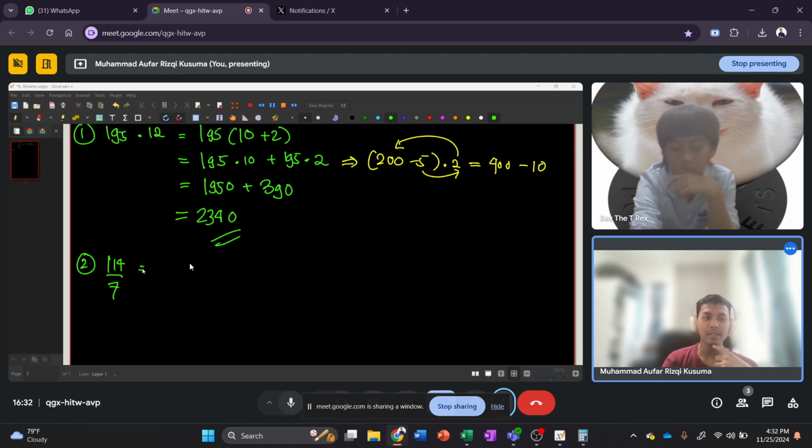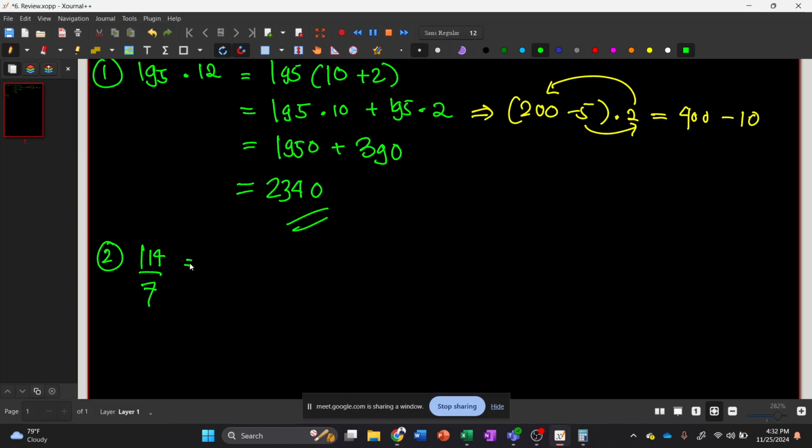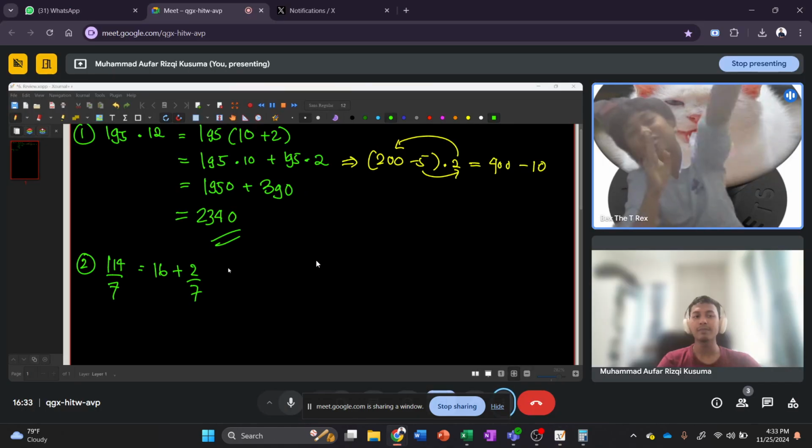So 112 is 7 times what? It is 16. So that's just the same as 16 plus the remainder of the division. 114 minus 112 is 2 over 7. That's 114 divided by 7, right?